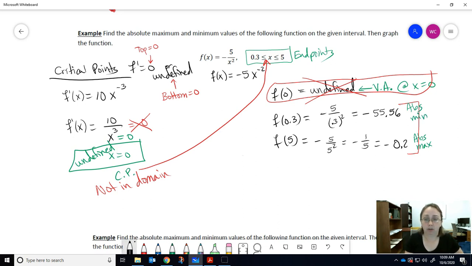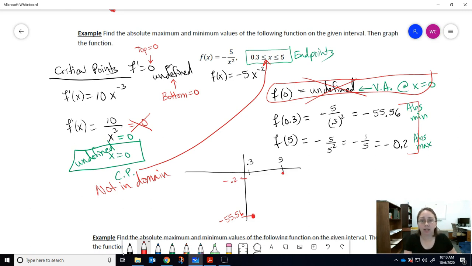So if I were to graph this, well, I should probably not draw it like that. I should draw it like this. So x at 0.3 and x at 5. At 0.3, we are at a seriously negative number way down here. So we'll call this -55.56. This is not drawn to scale. And at x equals 5, we're really close to our x-axis. We're just at a -0.2. And this is a nice smooth curve.